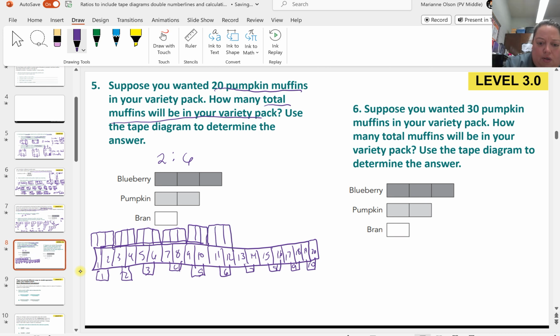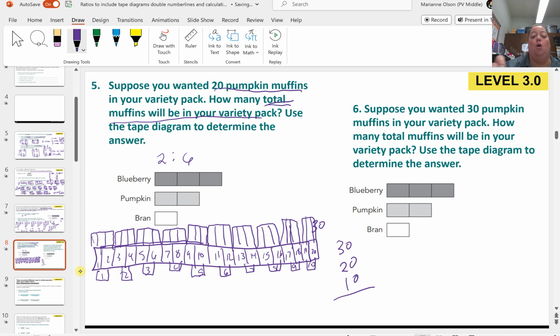11, 12, thirds. 13, 14, thirds. 15, 16, divide it into thirds because there's 3. 1, 2, 3. Oops, that's 4. There we go. And then 1, 2. All right, so now I have 3 for each, which would be 30 altogether right there for blueberry. So I can again get out my calculator. I have 30 blueberry, 20 pumpkin, and 10 bran.